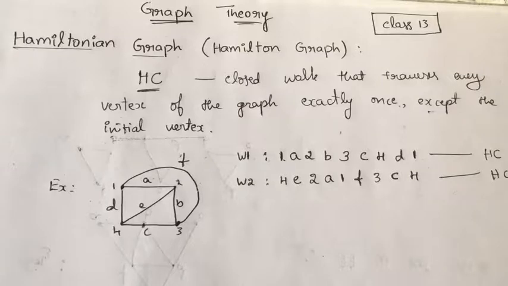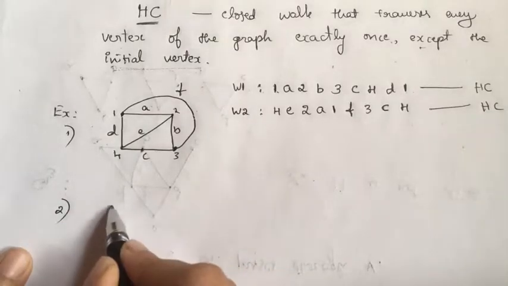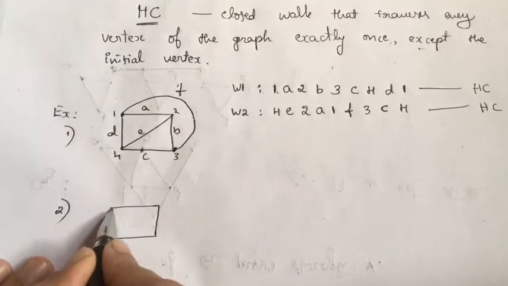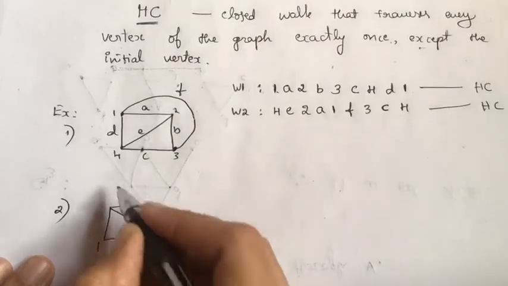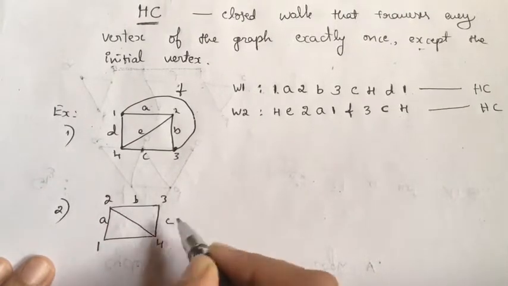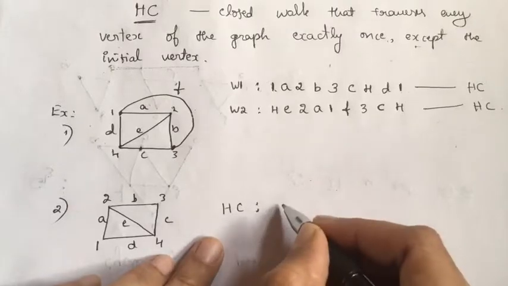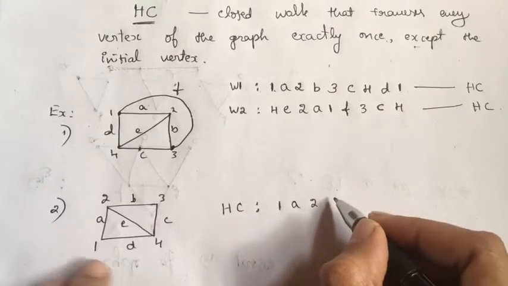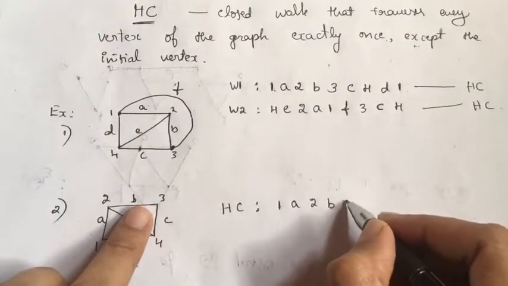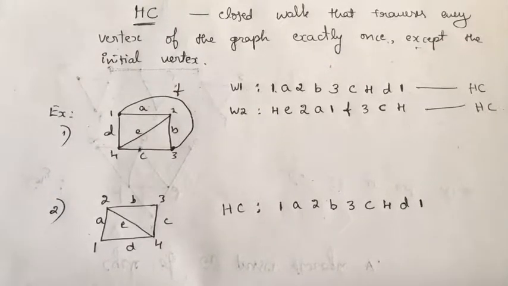In other words, I can say a circuit in a connected graph G is said to be Hamiltonian if it includes all the vertices of graph G. I can give a few more examples if you want. This is example 1. If I take simply like this, vertex 1, 2, 3, 4, and edges A, B, C, D and E. Then I'm defining a Hamiltonian cycle: vertex 1, A, 2, B, 3, C, 4, D, and I'm coming back to vertex 1. It's also a Hamiltonian cycle.